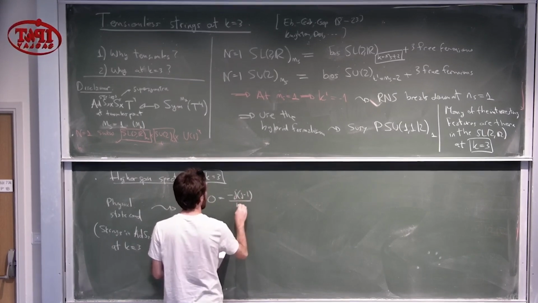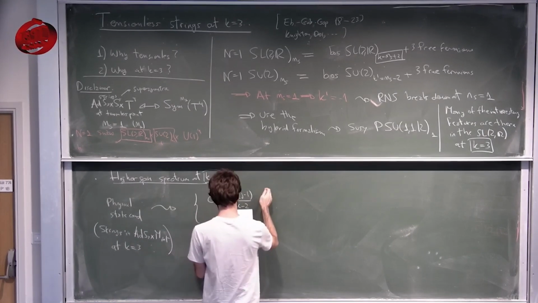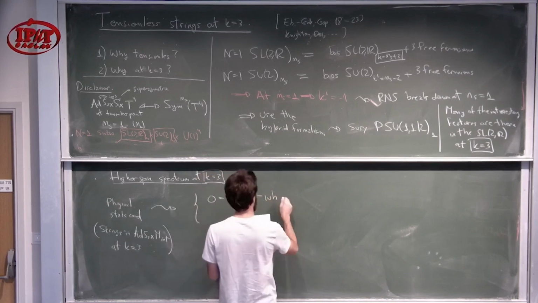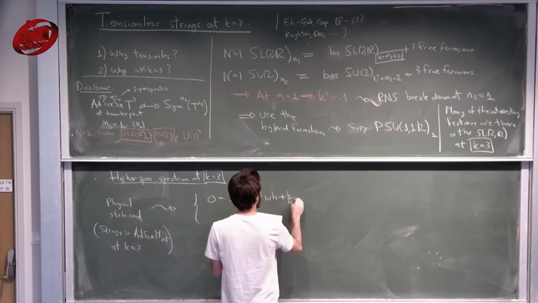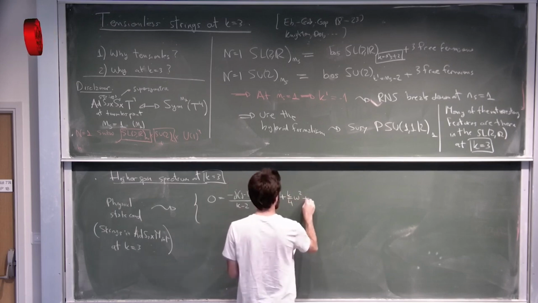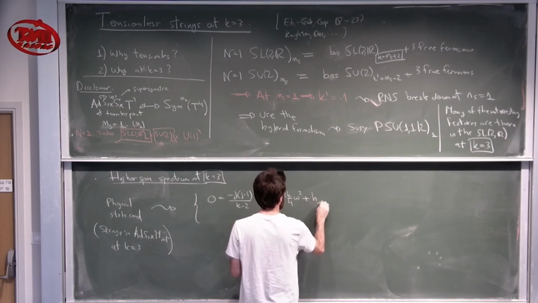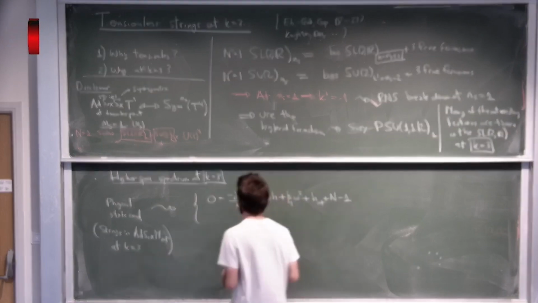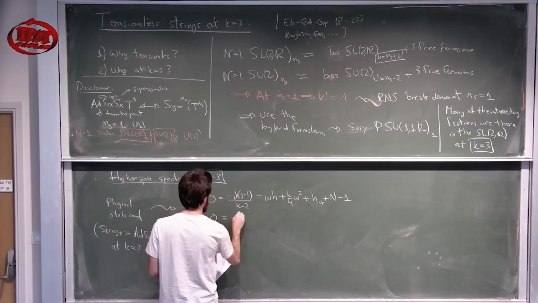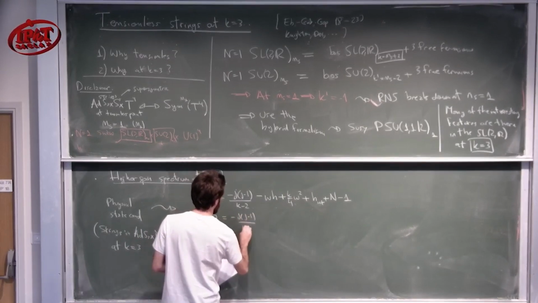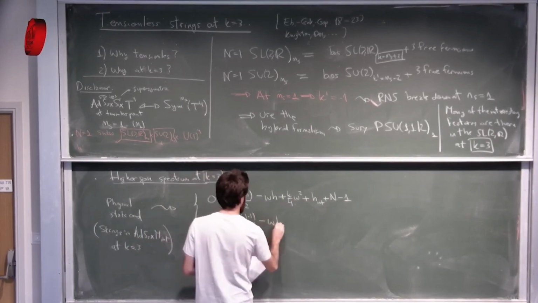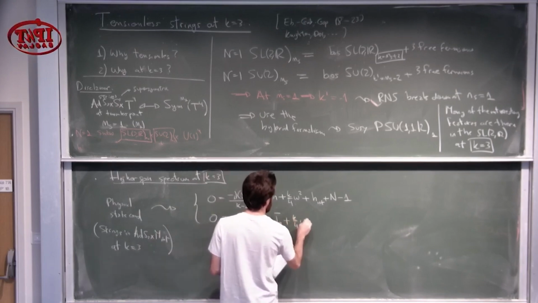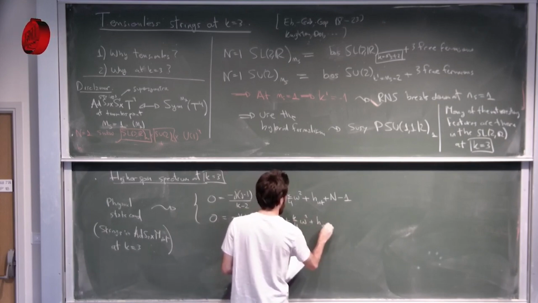So this is the usual weight. This is minus omega h plus k over 4 omega squared plus the internal weight plus the descendance level minus 1 has to be 0. And then I have the same thing in the anti-holomorphic section, where the only thing that changes is that I can have a different h bar and a different internal weight.